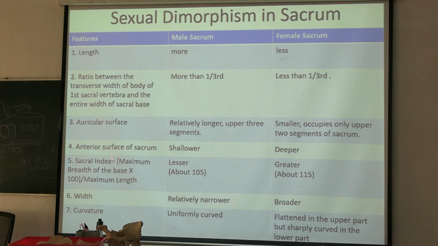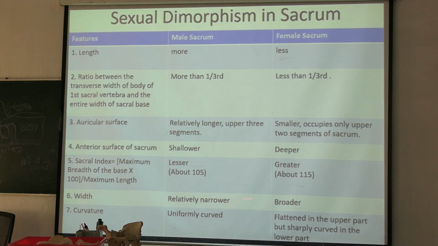And sacral index. Sacral index is the maximum breadth of the base of the sacrum divided by maximum length, into 100. That's how you calculate the sacral index: breadth by length into 100, and breadth is taken at the base of the sacrum. In male sacrum length is more, so the index will be less. In female sacrum breadth is more and length is less, so the index is more than the male. It is about 115 in female and 105 in male.